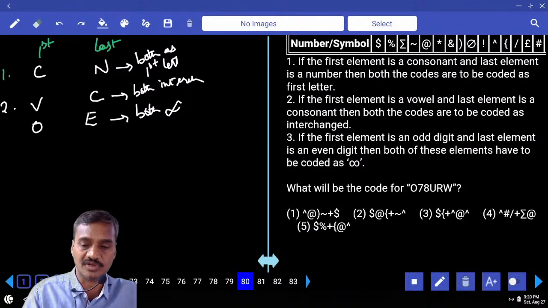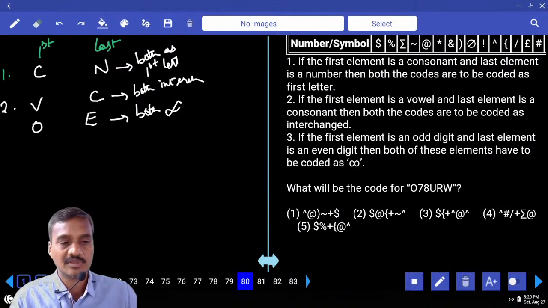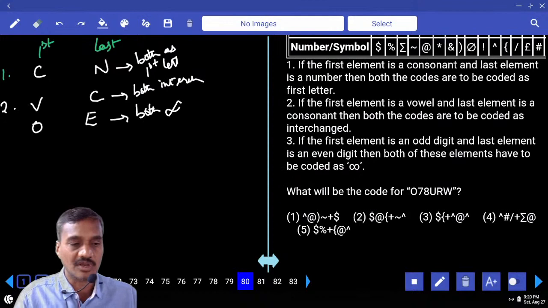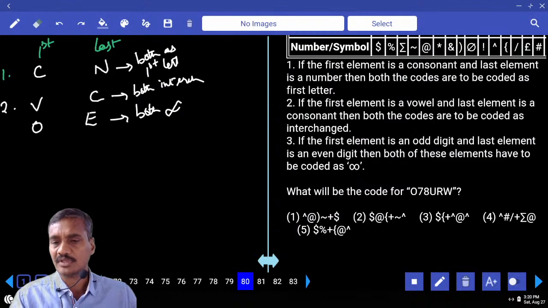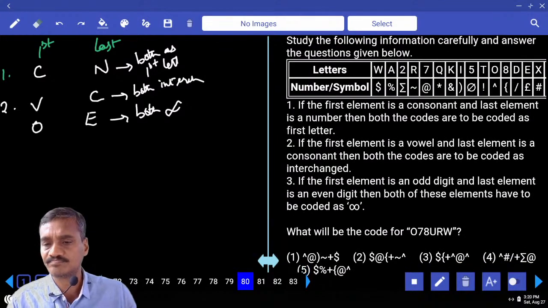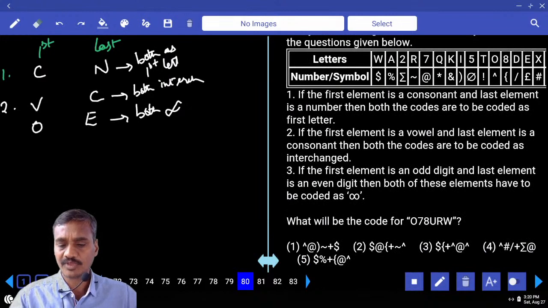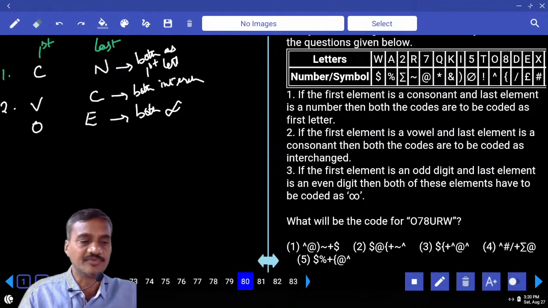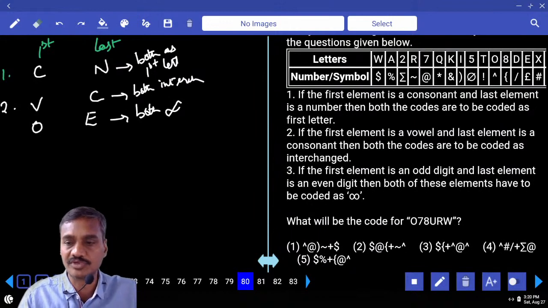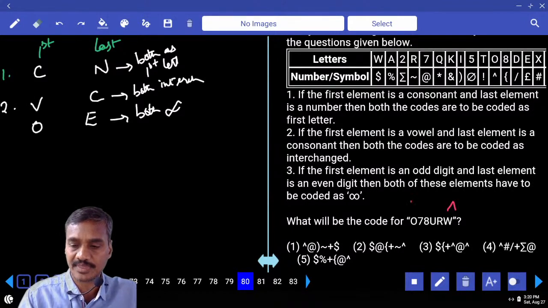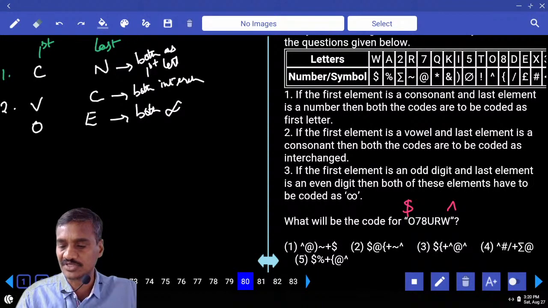Then what will be the code for OR0? First element is what? Consonant. Last element is what? Now first element is a consonant and last element is a number. Now first one is vowel, and last is a consonant. That means it falls under condition number 2. According to this one, both must be interchanged. Now what is the code for O? This power. And W's code is dollar. Hence dollar and power must be in the first and the last places.